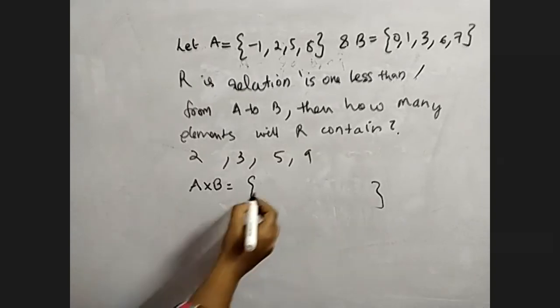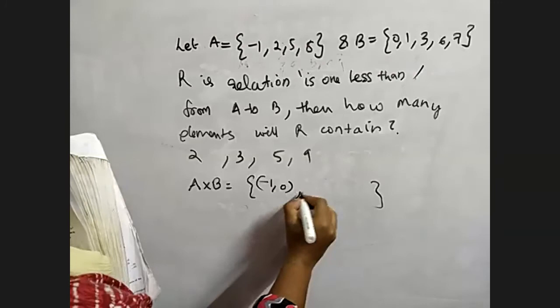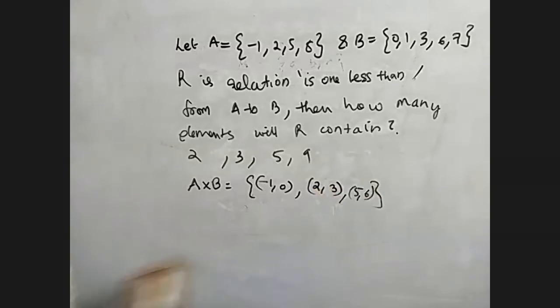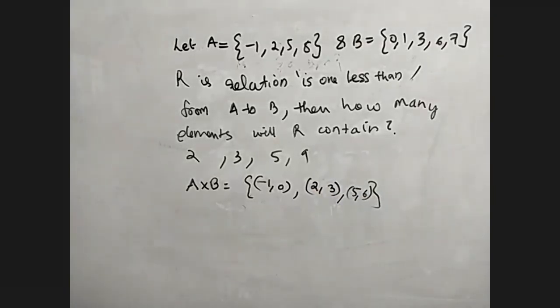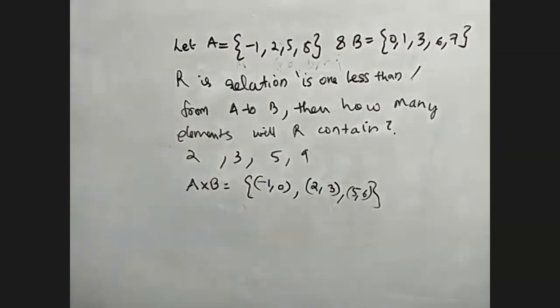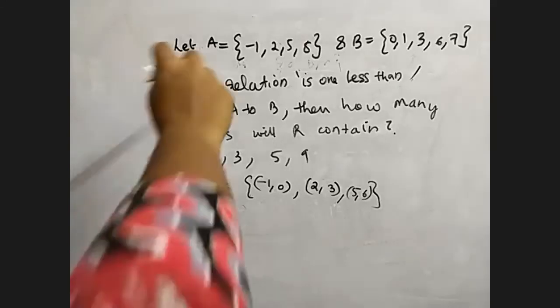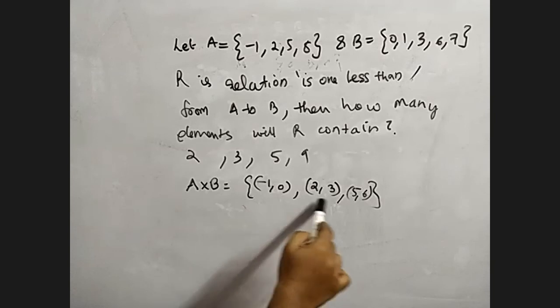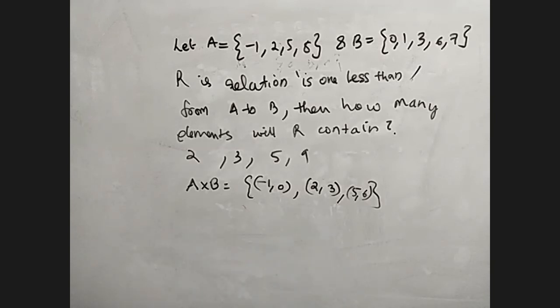-1, 0, 2, 3, 5, 6, which is correct. What does it mean? It means that the element of A is 1 less than the element of B. Isn't it? Yes, ma'am. So my relation is -1 comma 0, 2 comma 3, 5 comma 6. So how many elements are present? 3 elements. Is it clear? Yes, ma'am.